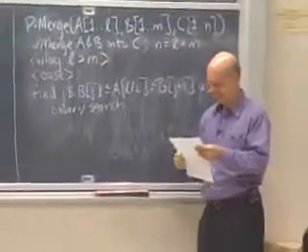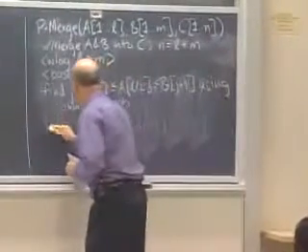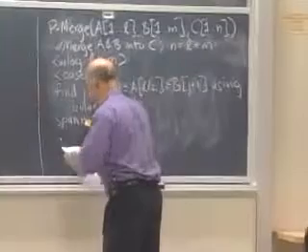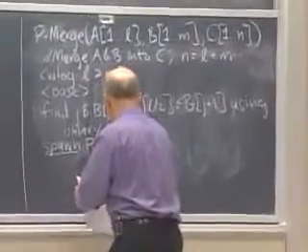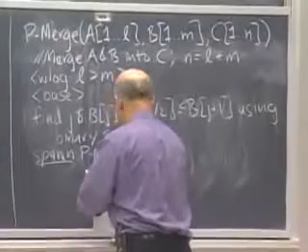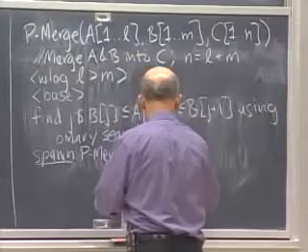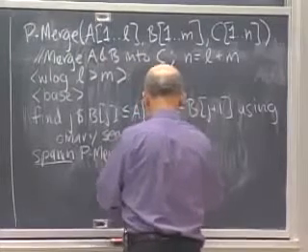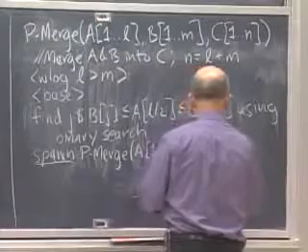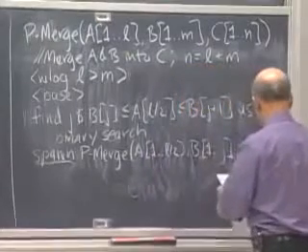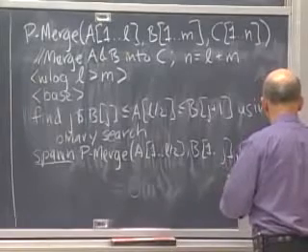Yeah. It's amazing. Okay. And now what we do is we spawn off P merge of A of 1 to L over 2, B of 1 to J, and stick it into C of 1 to L over 2 plus J.